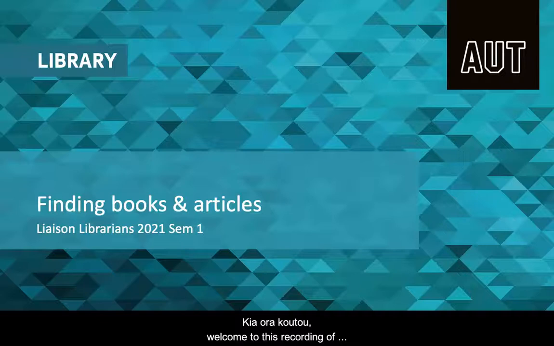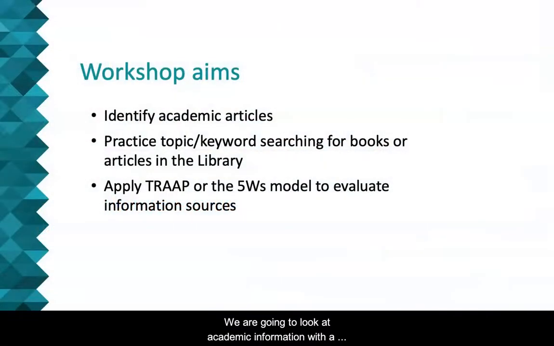Kia ora koutou. Welcome to this recording of the Library Workshop Finding Books and Articles. We are going to look at academic information with a focus on features of academic articles, to practice finding articles or books in the library, and we'll show two models for evaluating information sources for credibility and relevance.